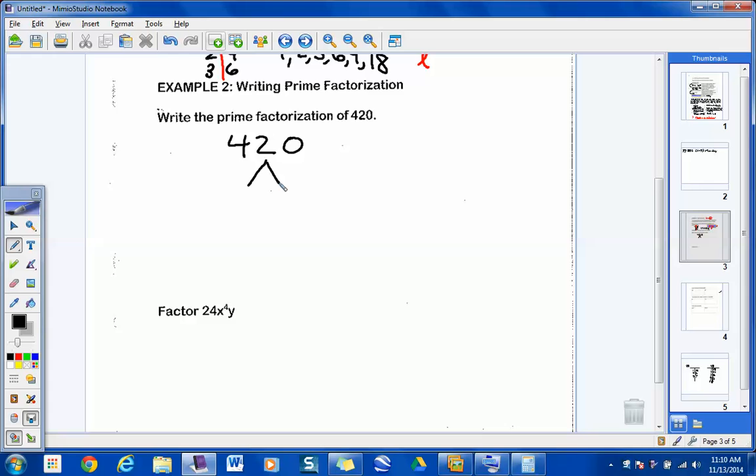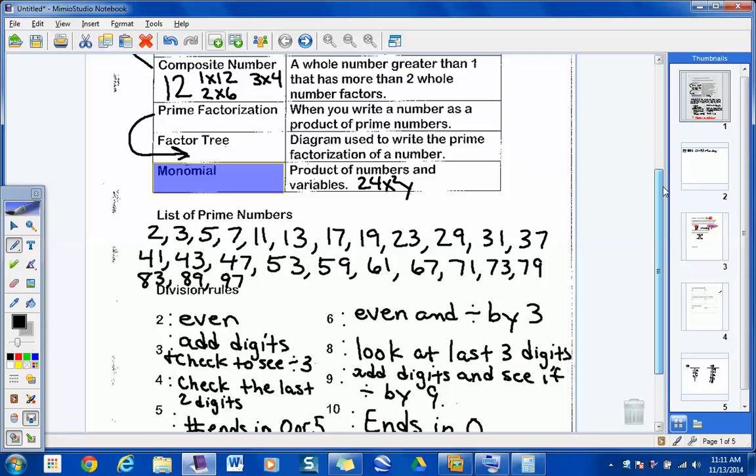10 will go in there, okay? It turns out 420 is the same as 42 times what value? 10. Okay. Now if I go back to my list of primes right here, does either 42 or 10 show up here? No, neither one was prime. So that means that 42 and 10 can be broken down even further.